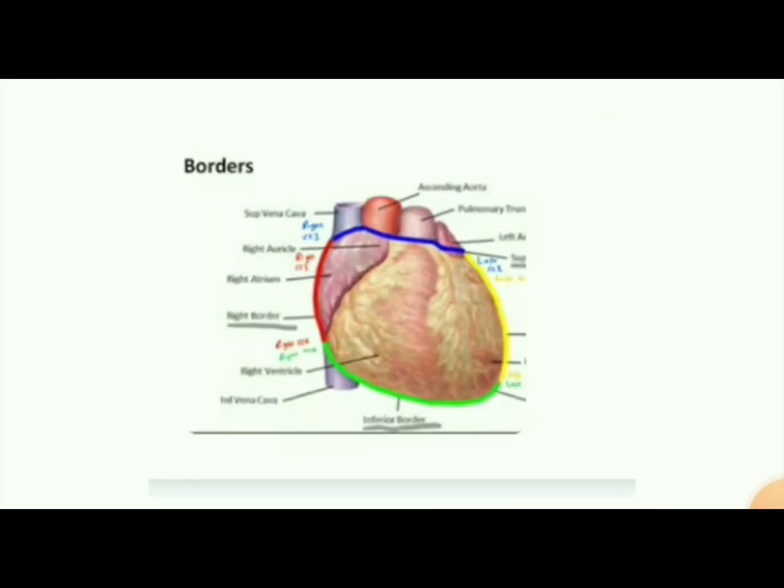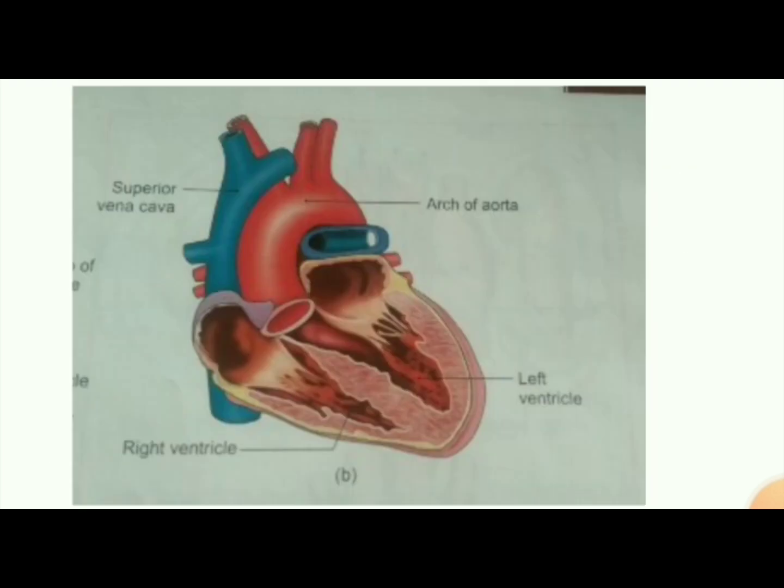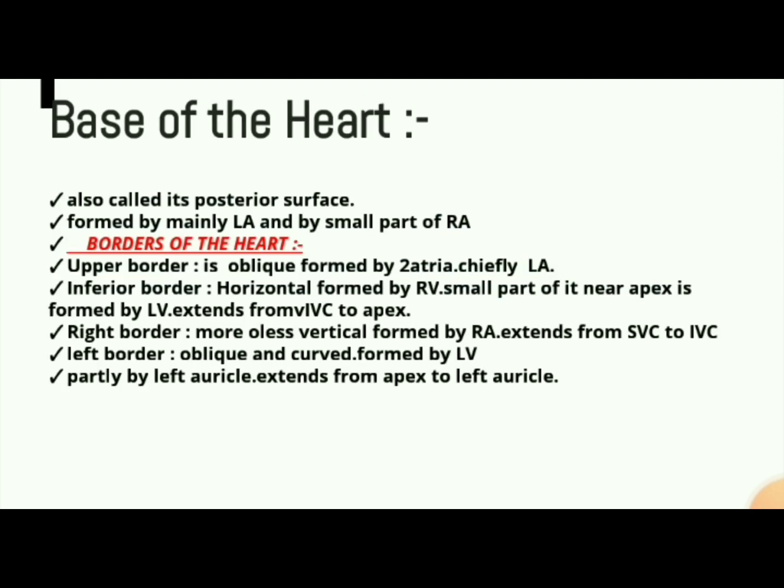So we are going to see this border. Yes, it is an oblique, guys. What you can see here is an oblique, right? That is what we have discussed. Let's move on to another feature of it. Yes, it is formed by two atria and chiefly your left atrium.